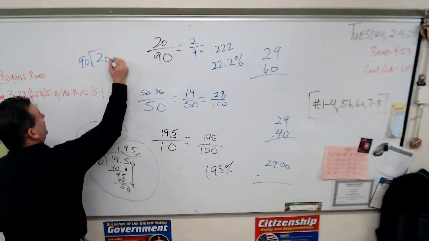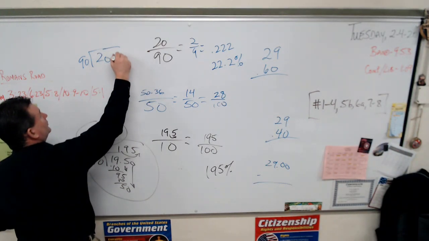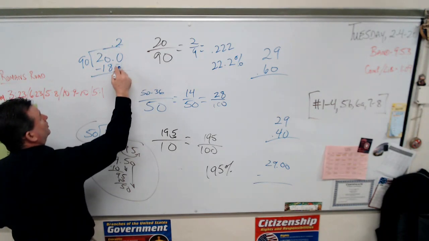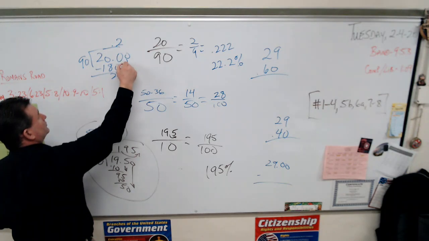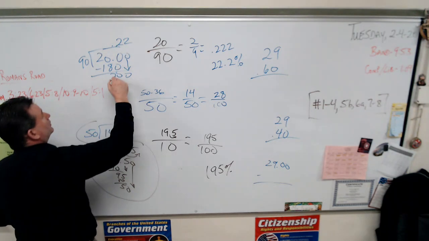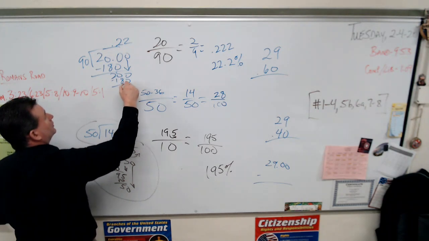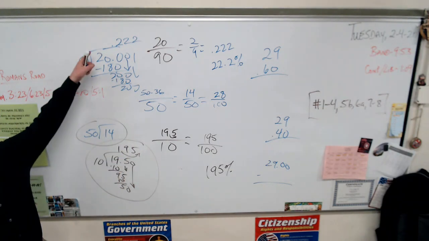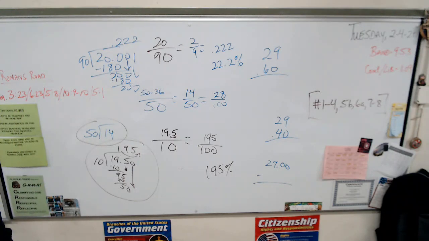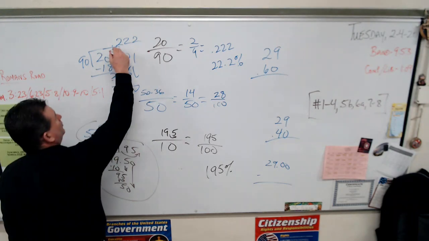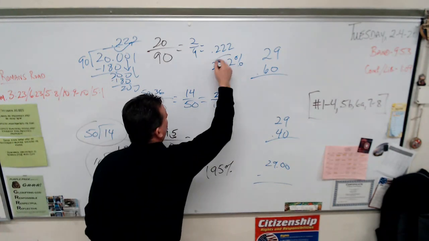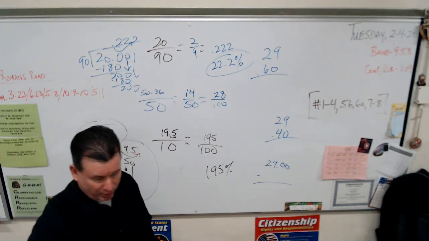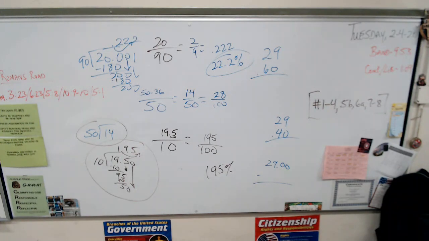What do you think it's going to be? It's going to be 0.2. It's just going to keep repeating. How do I turn that decimal into a percent? Move it 2 places to the right. Whoop! 22.2%. Got it?